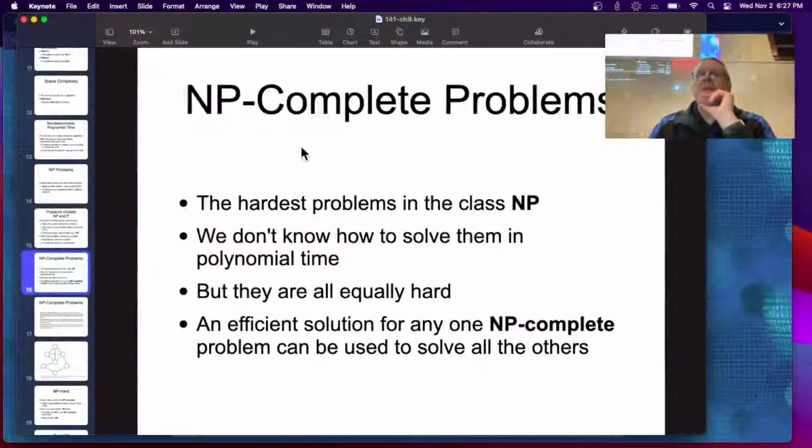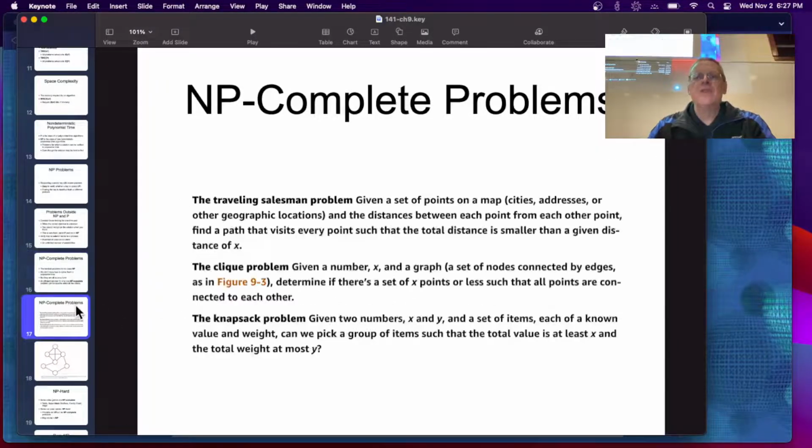The NP-complete problems are generally considered to be the hardest problems in the class NP, the ones that are most difficult, and it turns out there's a series of these that are all mathematically the same. If you find an efficient solution for any of them, you can solve all the others. So here's some famous examples.